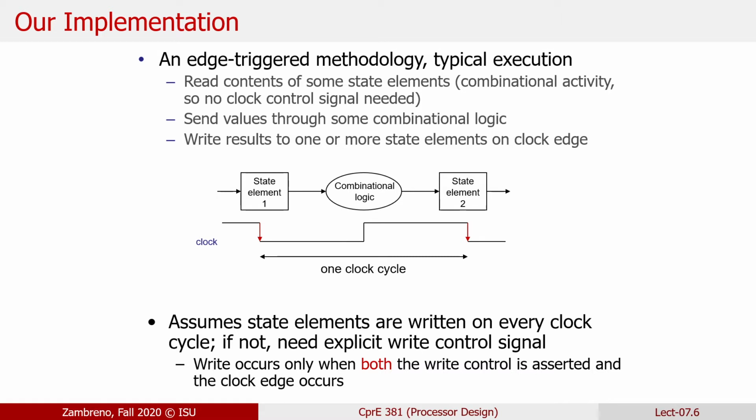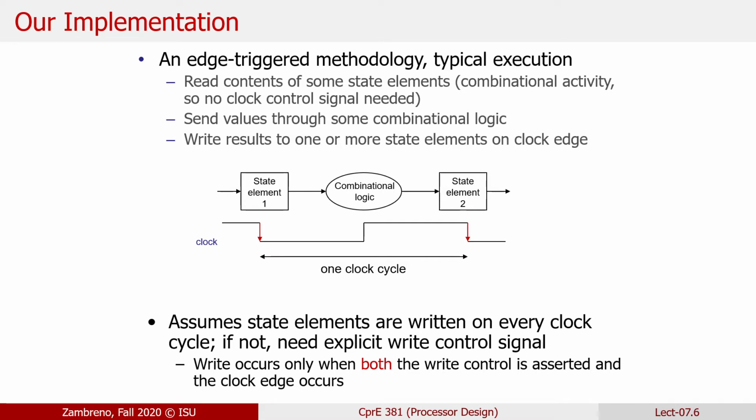So we need to have some control for that register file, because jump instructions, for instance, or branch instructions, don't write anything to the register file. Store word instruction does not write anything to the register file. So for those instructions, we have to set our control signals accordingly, to make sure that we only update the state elements that are relevant.